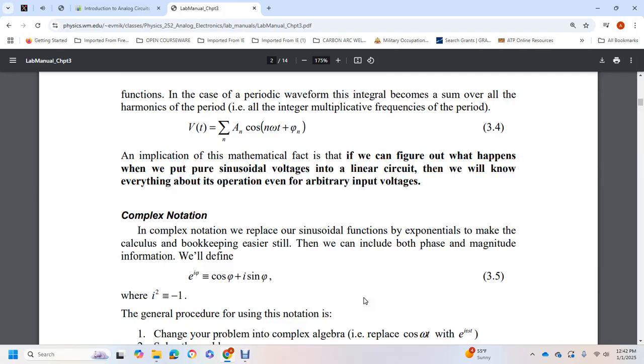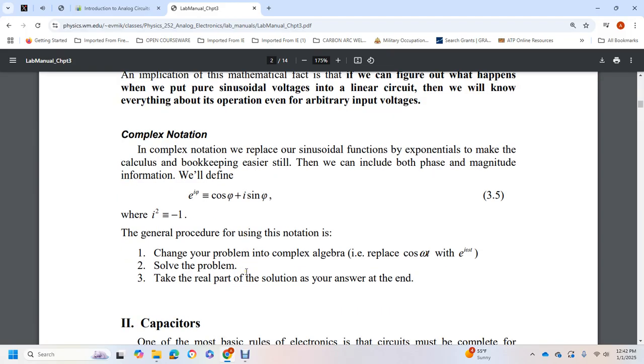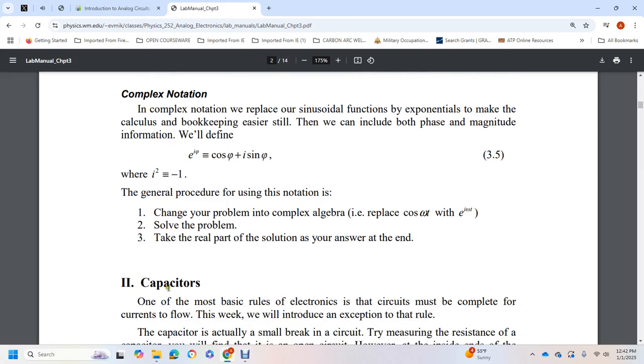Complex notation: we replace the sinusoidal function with a complex exponential to make the calculus bookkeeping easier, while still including both phase and magnitude information. It is defined as e to the j omega t, where e to the j omega t is equal to cosine omega t plus j sine omega t, and j squared is equal to -1. The general procedure with this notation is to change the problem to complex algebra, replace the cosine of omega t with e to the j omega t, solve the problem, take the real part of the solution, and that is the answer.